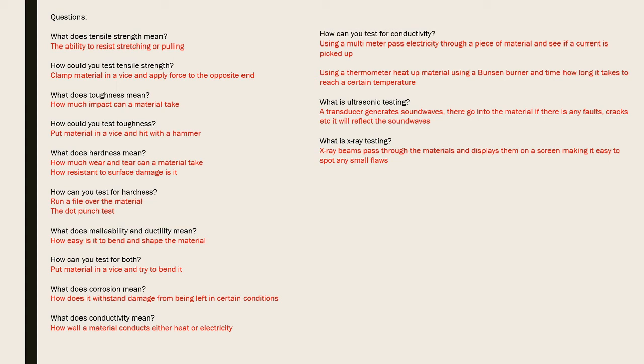So the next ones are the ones we didn't talk about. What does corrosion mean? Corrosion is how well it withstands being left in certain conditions. That might be weather, like oxidization, as with rust, or is it corrosion resistance in that it can withstand chemical corrosion, things like bleach. So in your kitchen, obviously you want to make sure things are corrosion resistant. What does conductivity mean? How well something conducts heat or electricity.